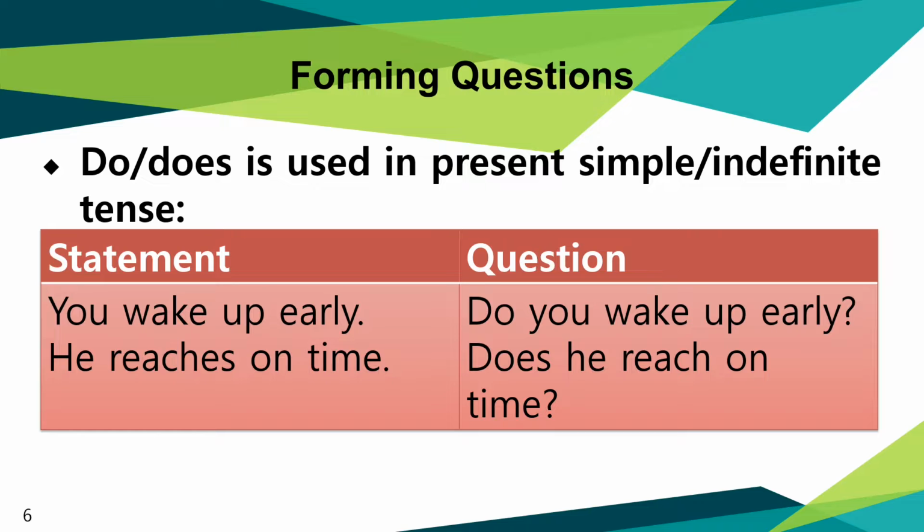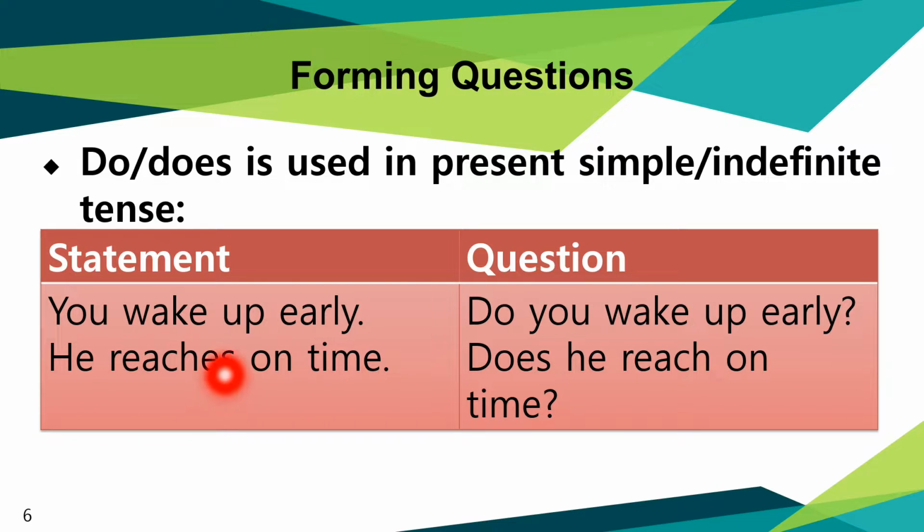Do or does is used in present simple or present indefinite tenses as well. You wake up early is present indefinite tense. Do you wake up early? He reaches on time. Does he reach on time?